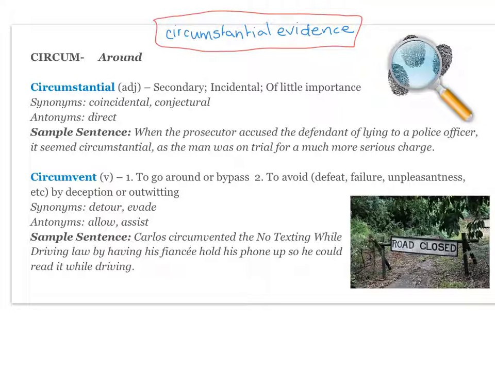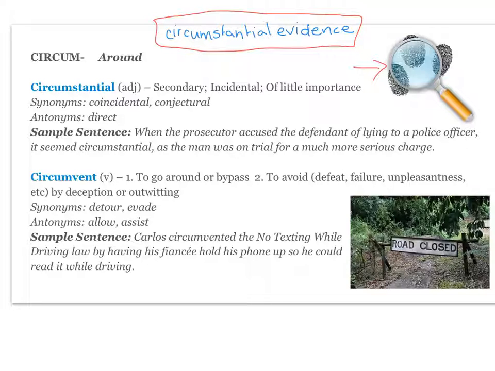So circumstantial evidence would be like the fingerprint was at the scene. That doesn't mean that the person whose fingerprint it was committed the crime or was even there that day, but there was a fingerprint there at the scene. So here's my picture over there of someone examining some fingerprints. Your synonyms for circumstantial are coincidental and conjectural, and your antonym is direct.